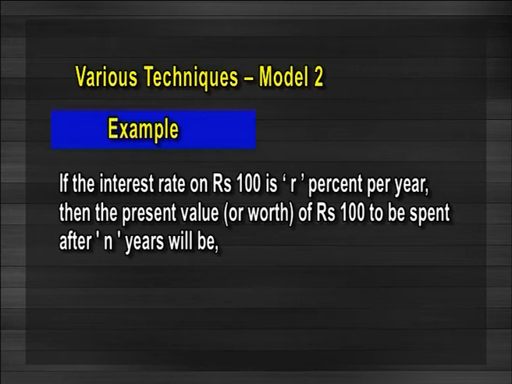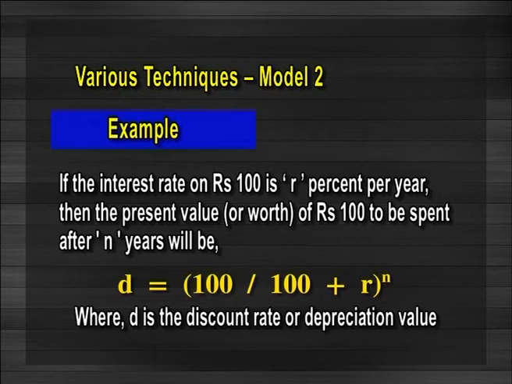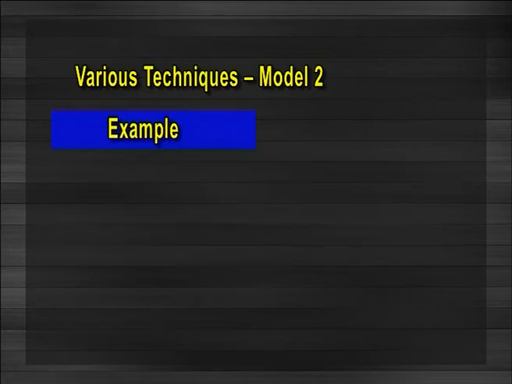For example, if the interest rate on rupees 100 is R% per year, then the present value or worth of rupees 100 to be spent after n years will be D is equal to 100 by (100 plus R) whole to the power of n, where D is the discount rate or depreciation value. After having an idea of discounted cost, the objective should be to determine the critical age at which an item should be replaced so that the sum of all discounted cost is minimum. Let us take an example to understand this model.